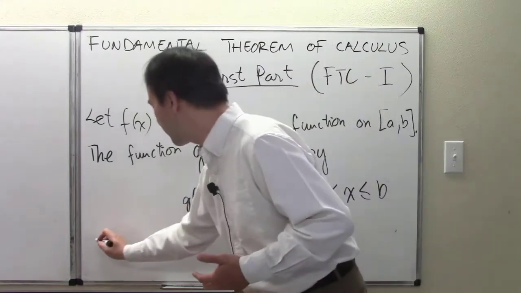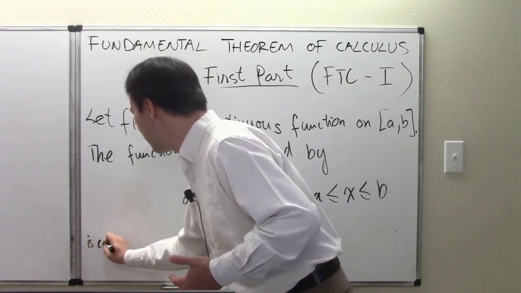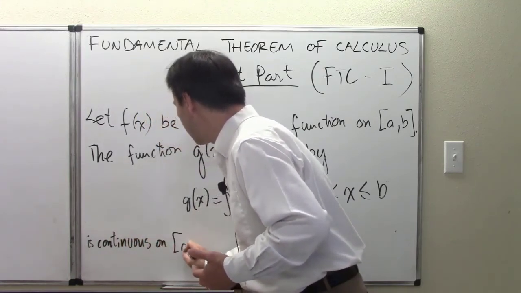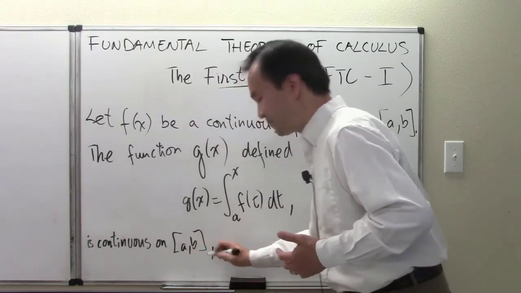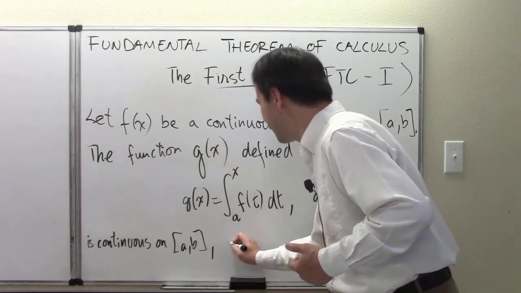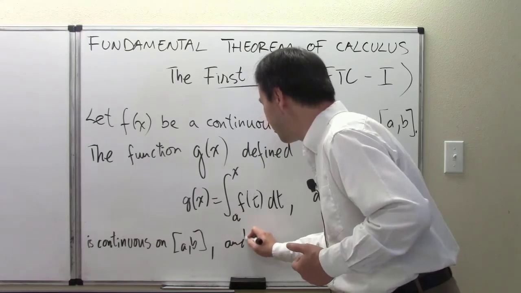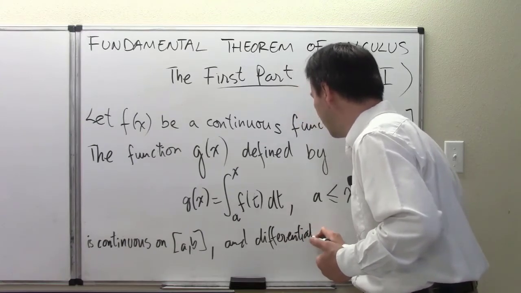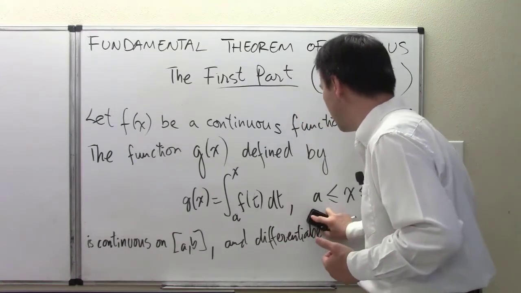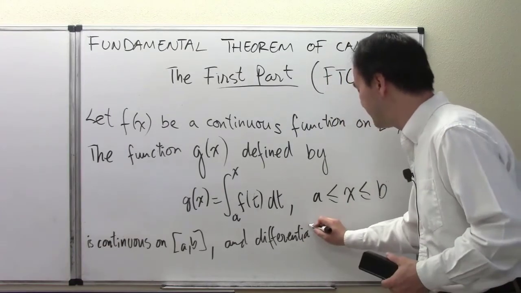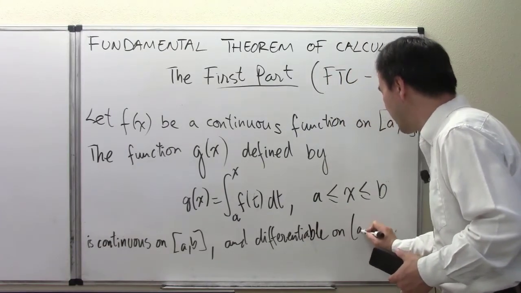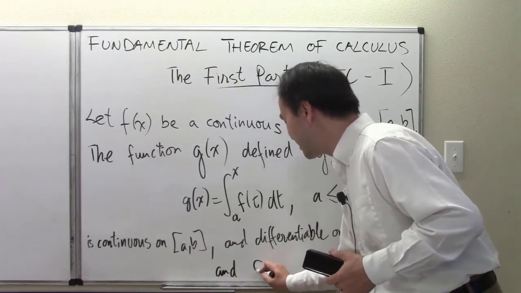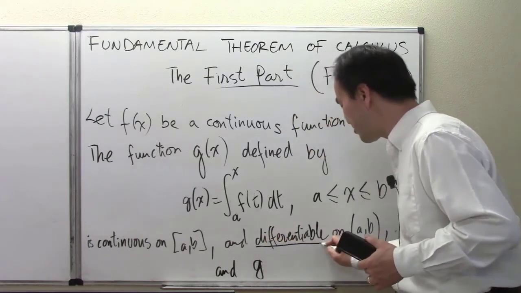So that function g of x is continuous on that interval, and differentiable on the open interval from a to b. And now more importantly, the derivative. Saying that it's differentiable means we can find that derivative.